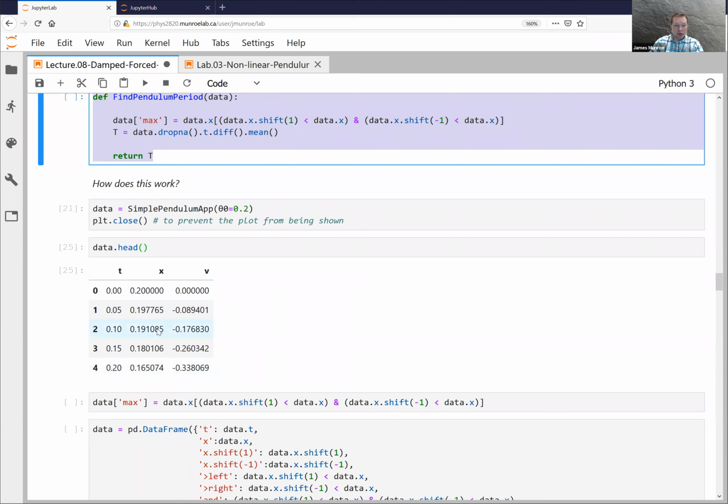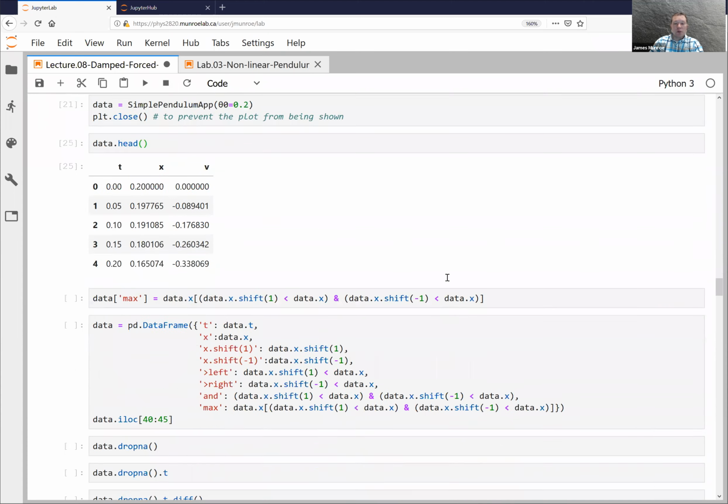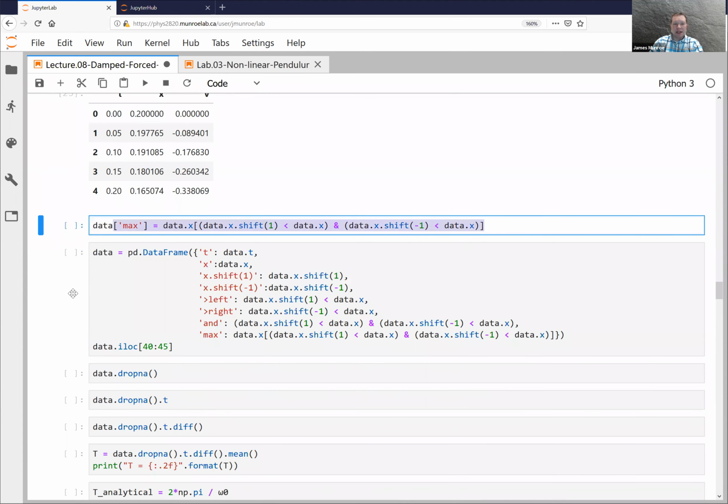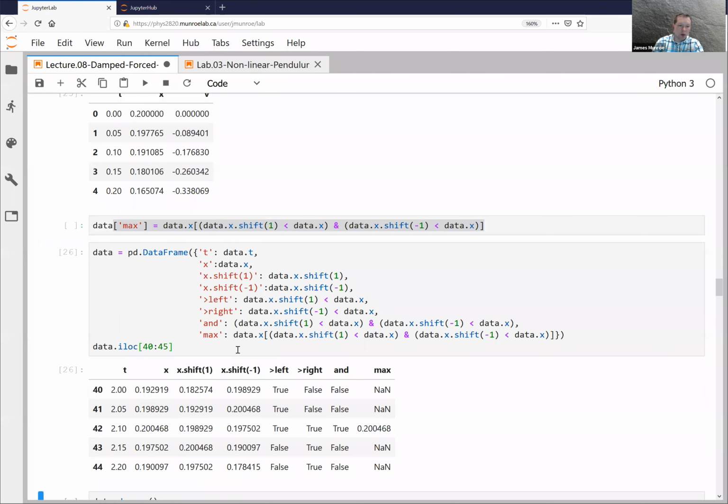That is the points, any point X, which is bigger than the point to the left of it or the point to the right of it. If it's bigger than the point to the left and the point to the right, that means that X must be a local maximum. That's what this fairly complicated line is supposed to be doing, but I'll break it up into pieces by evaluating all of the different parts of it and putting those parts into a data frame. Let's quickly just run it, and then I'll go back.